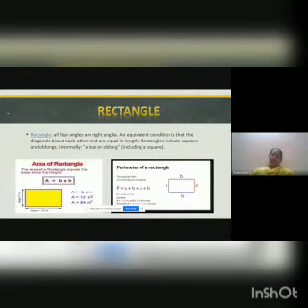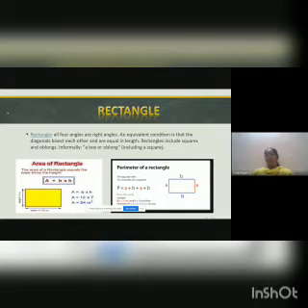Now about rectangle. A rectangle is also a four-sided figure and it is also having four angles. All angles are equal to right angles, and here also diagonals bisect each other. So what is the area of a rectangle? It is length into breadth. Here the length is taken as a base and the breadth is taken as height. So they have given the formula as base into height.